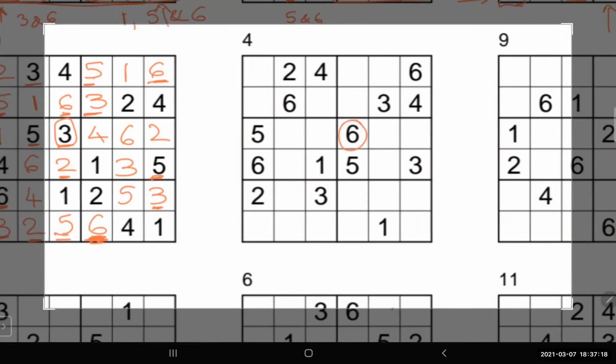Now look at this, 6 and 6. So I cannot have a 6 here. I cannot have a 6 here. So the only option for 6 is this. Correct? Yes.